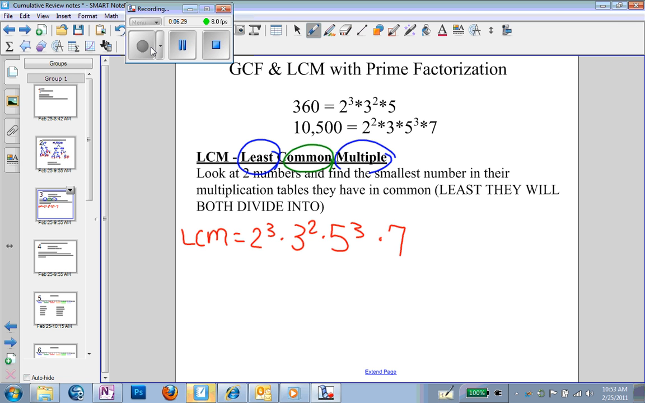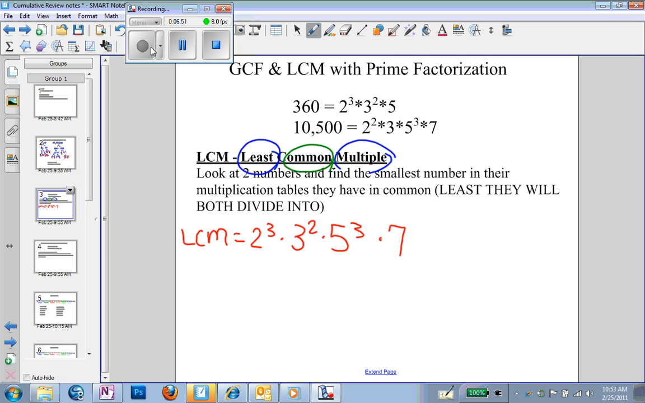So basically what you end up with for least common multiple is you use all the factors and you write each factor down once. So both of these had a 2, we write 2 down once. Both of these had a 3, we write 3 down once. Both of these had a 5, we write 5 down once. And one of these had a 7, so we need to include that as well.